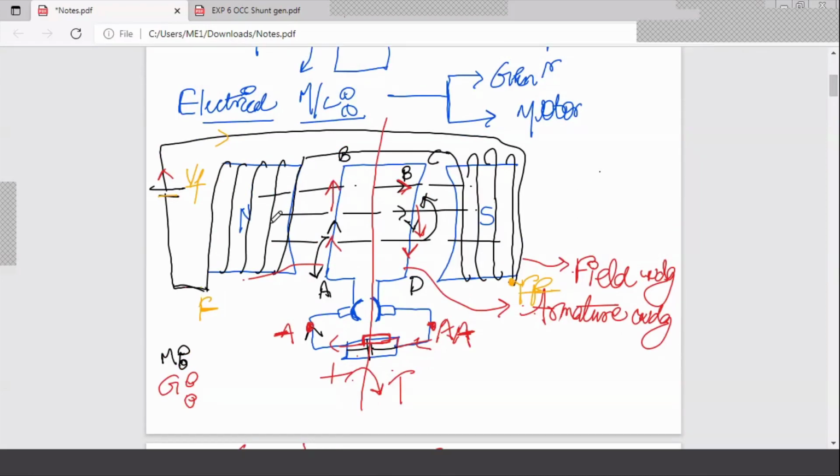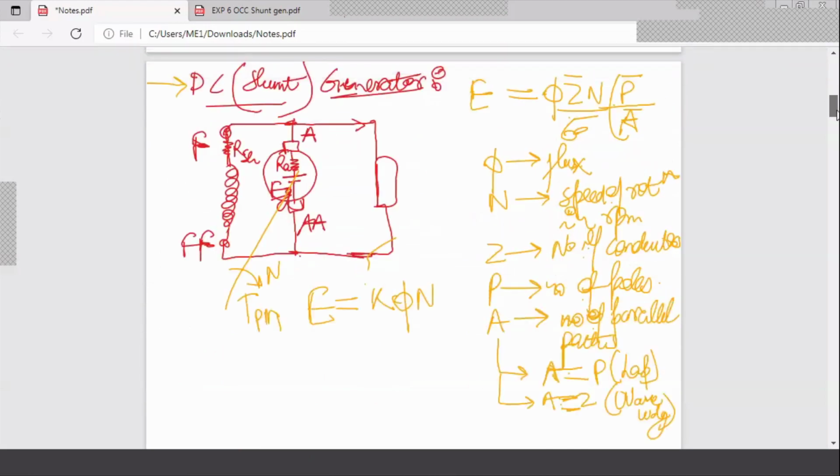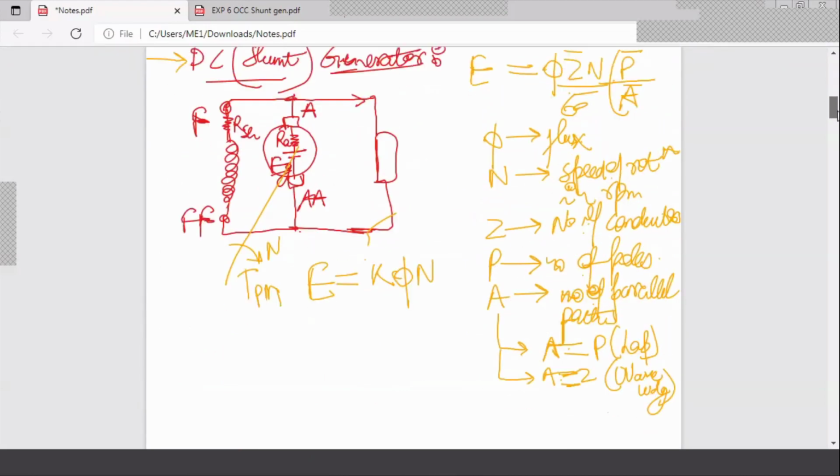So the material of the core of these poles is a magnetic material, and it will have some amount of residual magnetism. What is residual magnetism? It is the amount of magnetic flux which is left in a magnetic material even after the magnetic material is no longer excited.